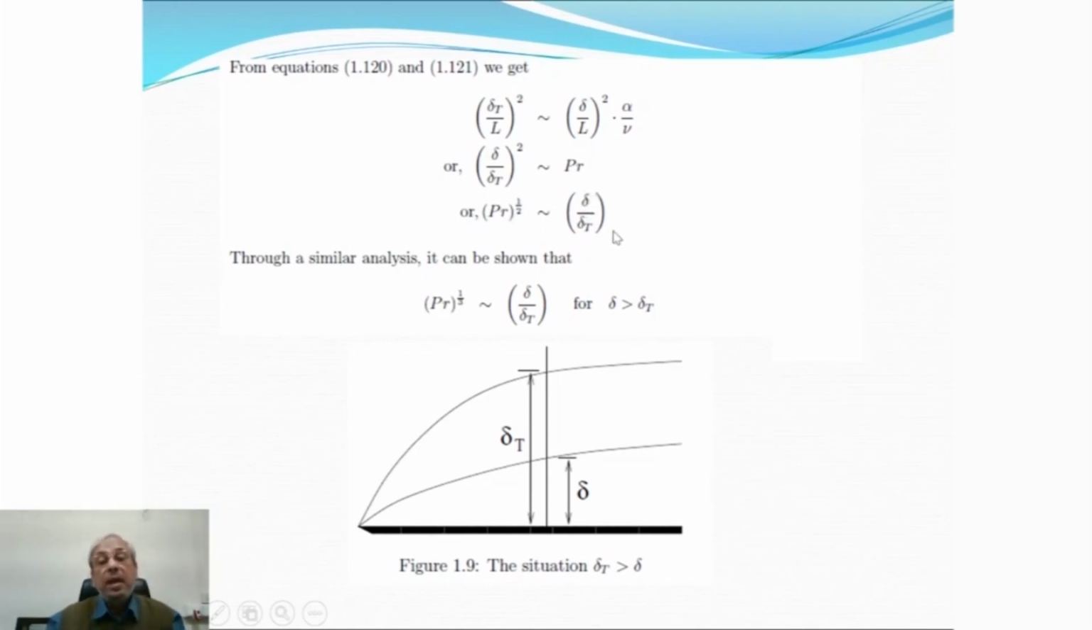So when the thermal boundary layer thickness is greater than the velocity boundary layer thickness, then the Prandtl number is related to δ by δ_T in this way. That is, Prandtl number to the power half is proportional to δ by δ_T. And this is a case where basically the Prandtl number is less than 1, right?